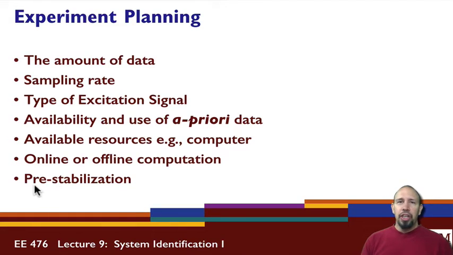Finally, pre-stabilization. Is our system initially unstable? If so, trying to do system identification with the diagram that I just showed will not work, because the system will blow up, and that's not a good thing. So we may need a controller to pre-stabilize the system, and we actually identify not the actual system, but a stabilized version of that system. How does that stabilization affect the results that you get when you're all done? These are important issues that we need to address in the experiment planning.